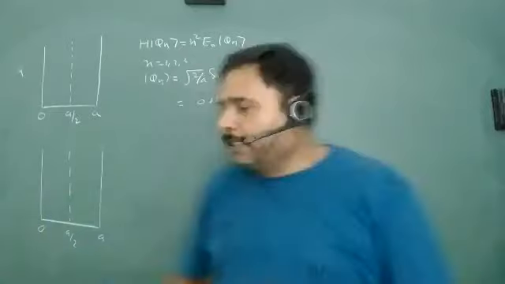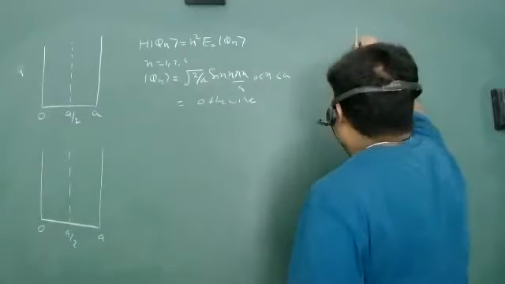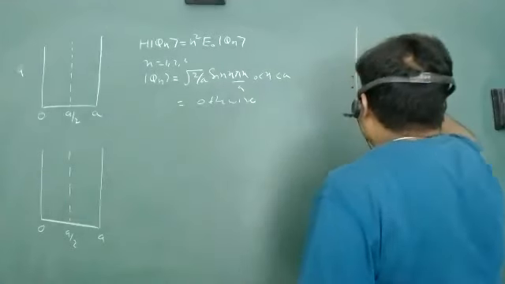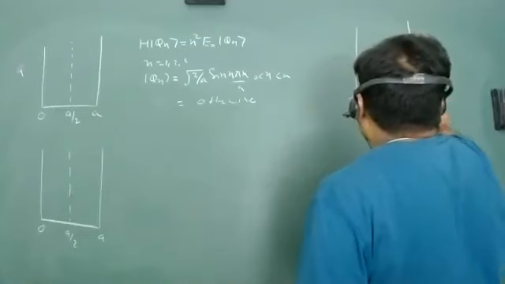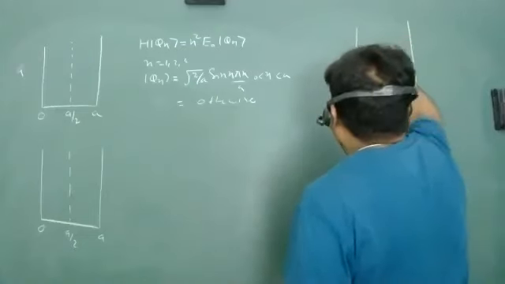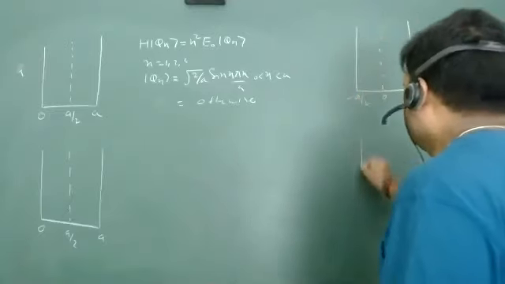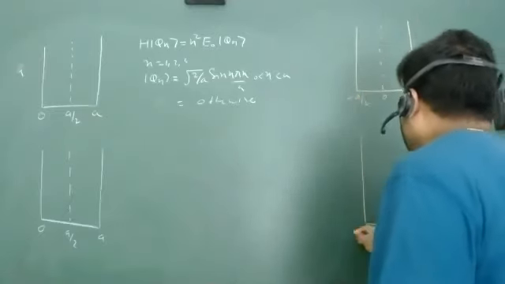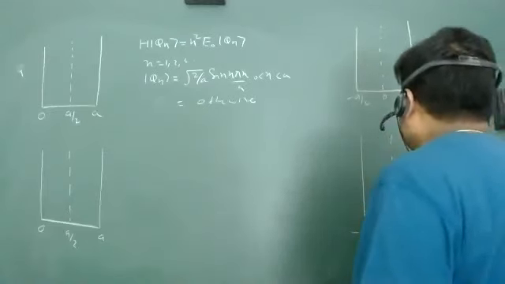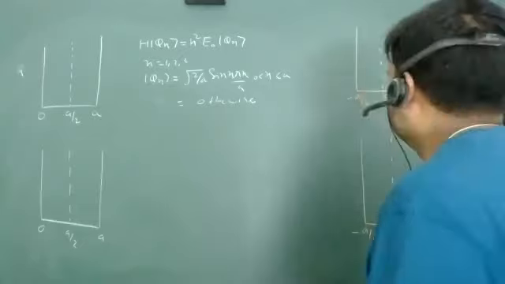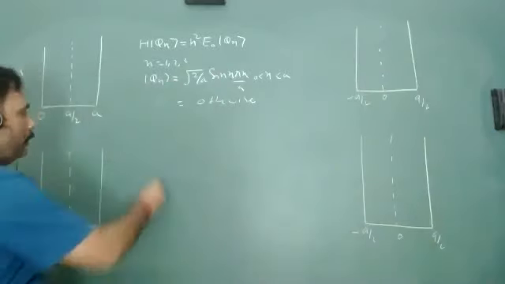Now let us go for this particular thing. Minus a by 2 to plus a by 2. This is about 0. Minus a by 2, a by 2, this is all about 0. This is centered at 0. And what should be the solution? I am using the same thing.